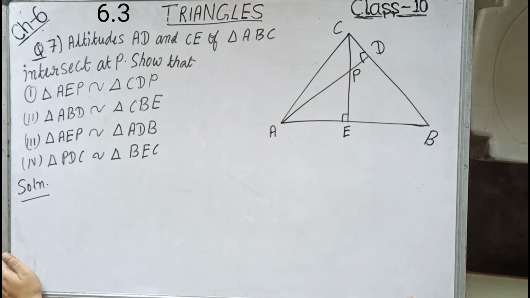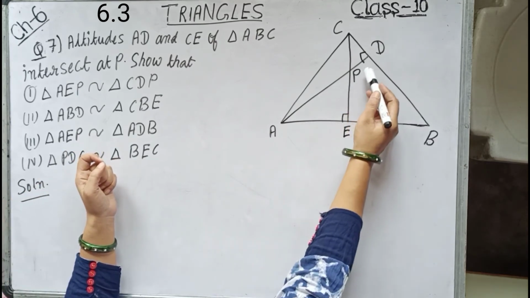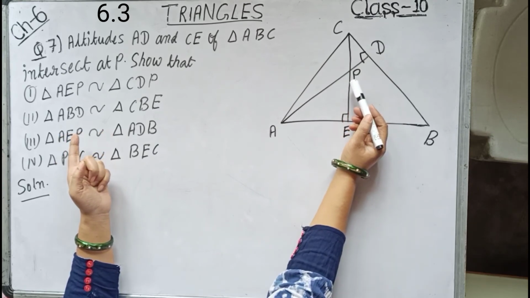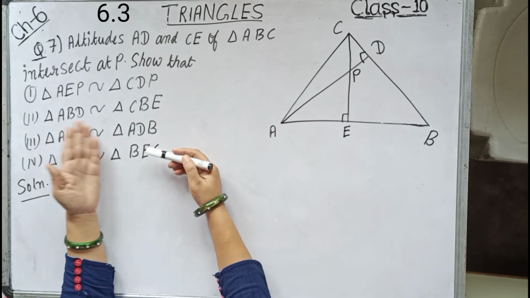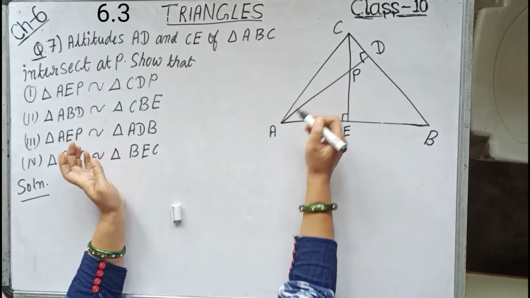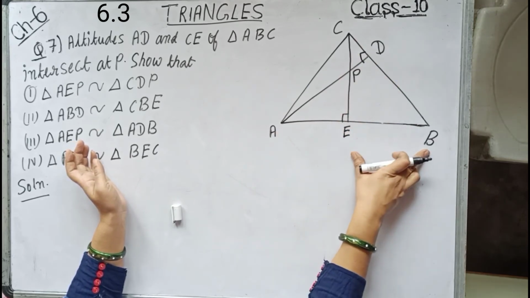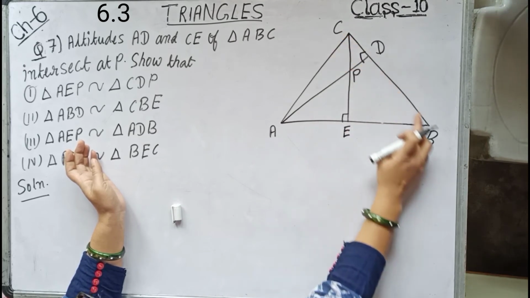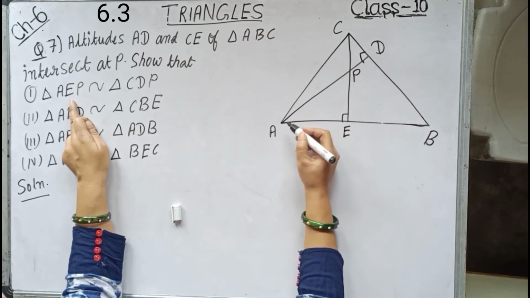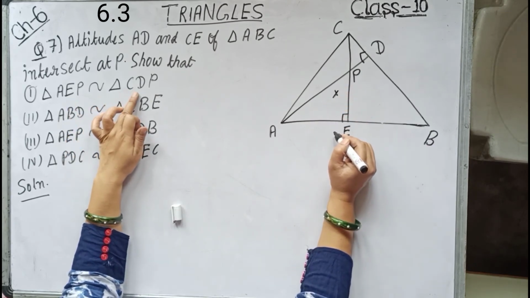Question number 7. Question number 7 says that in a triangle ABC, AD and CE are altitudes which intersect at the point P. Now we have to prove this fourth pair of triangles similar to each other. Now see over here, in triangle ABC, CE is perpendicular to AB and AD is perpendicular to CB. Now number 1, we have to prove that AEP, this triangle, is similar to CDP.